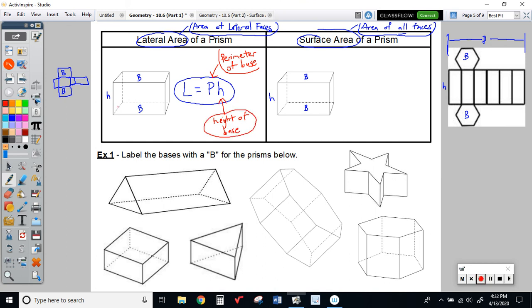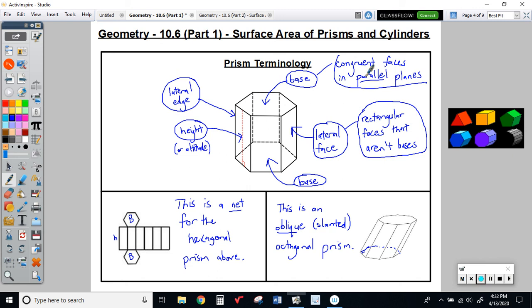To find the surface area formula, remember we're including all faces in that, not just the lateral part. So we're going to include the bases. There's always going to be two in a prism, because that's the definition of a prism. If we go back to this, things that are prisms are like this. They're going to look like that. They're always going to have these bases that are congruent faces in parallel planes.